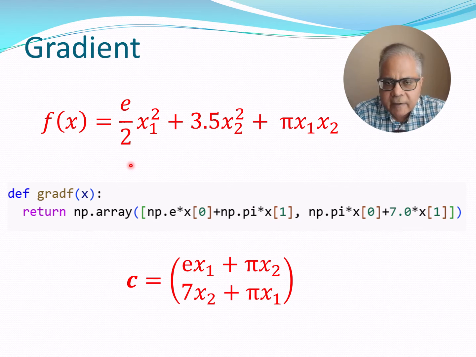Now the next thing I need to do is return the gradient vector. As far as this function is concerned, I can differentiate it. It's a very simple function, so I can use my knowledge of calculus to differentiate it. And here I have this Python function which returns to me the gradient vector. So again you can see this is e x1 plus pi x2, and this is going to be 7 x2 plus pi x1.